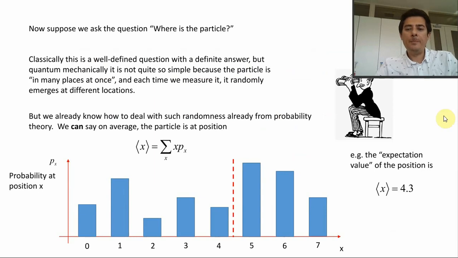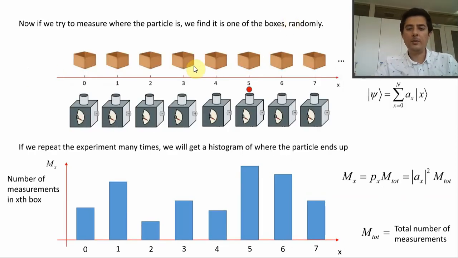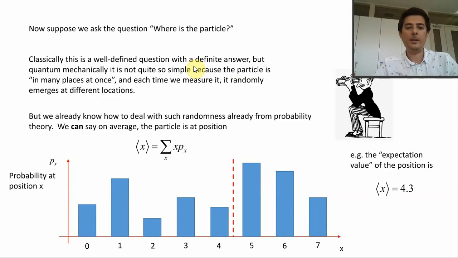So the question is, obviously, it's not even a proper question, actually. Quantum mechanically, where is the particle is actually the wrong question, right? The particle is everywhere, distributed between all these different boxes. So there is no singular answer to say where is the particle.